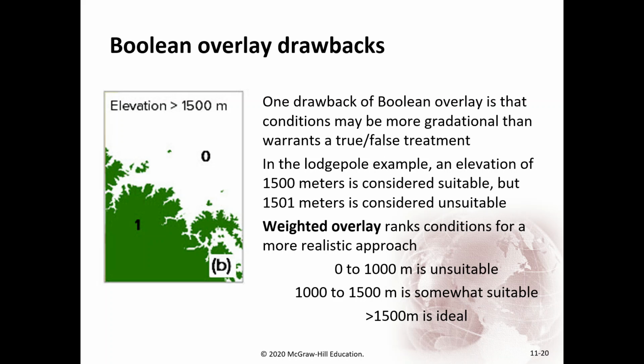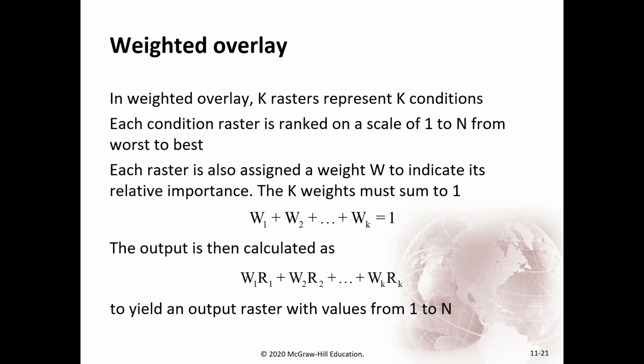We might want to be a little bit more advanced with this and reclassify this raster into 3 levels, where 0 to 1000 is unsuitable. Okay, 1000 to 1500 is somewhat suitable, 1500 meters is ideal. And we can do what's called weighted overlay, and that's kind of cool. In map algebra you can put those together. So remember, this all works cell by cell, and so you get a range of things.